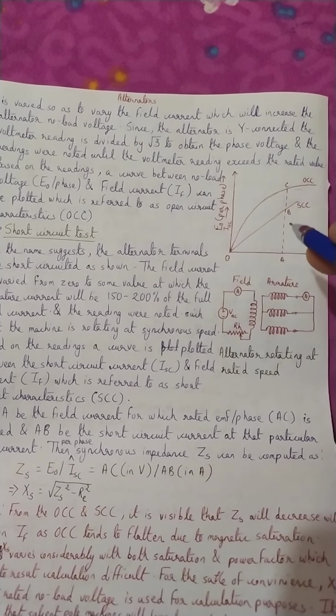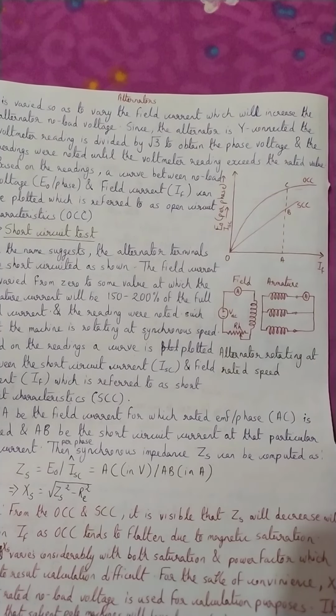So we would be drawing the curve between the short circuit current and IF to get this SCC. This SCC stands for short circuit characteristic, the characteristic we are getting on short circuiting the armature. So we are getting OCC and SCC.